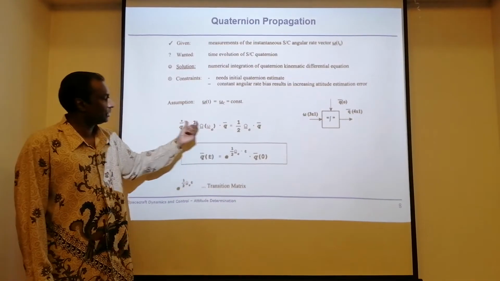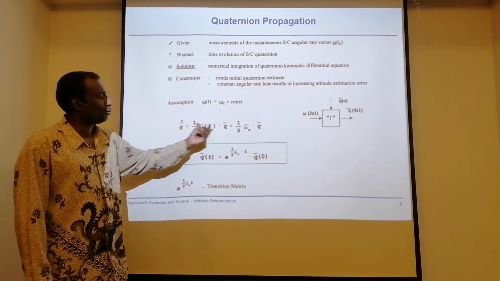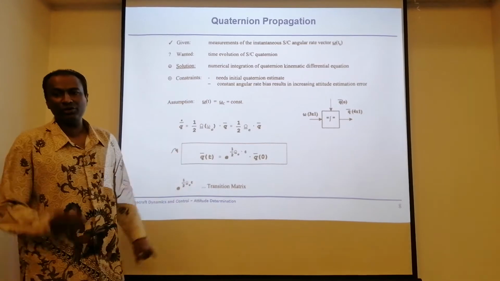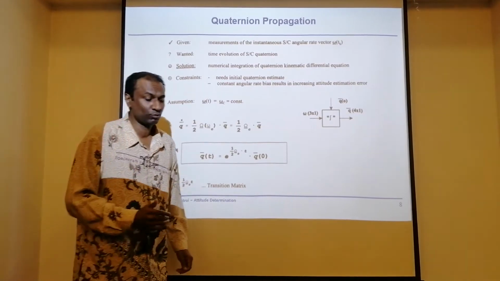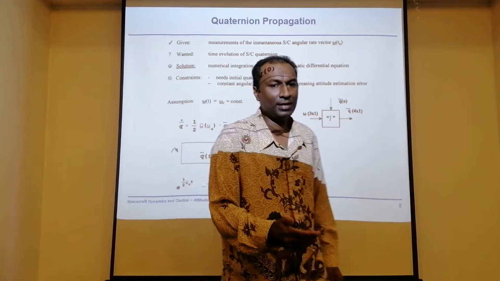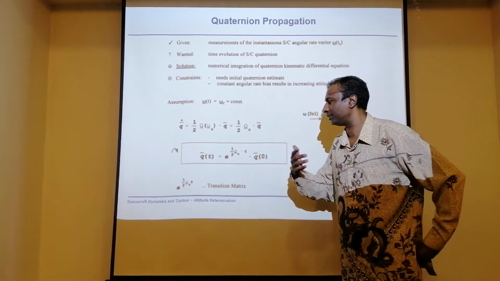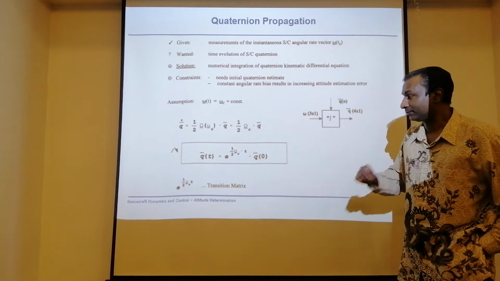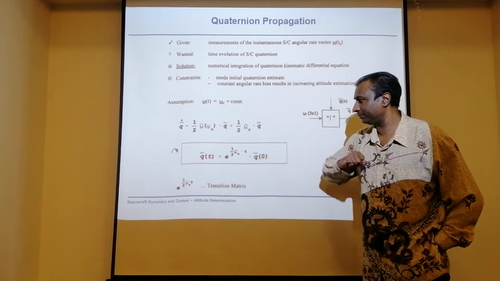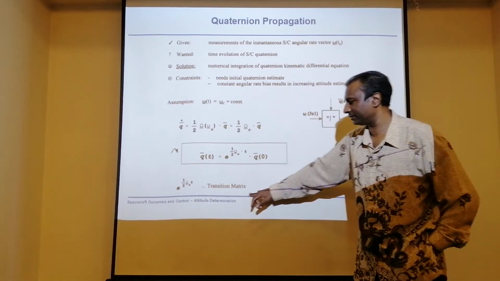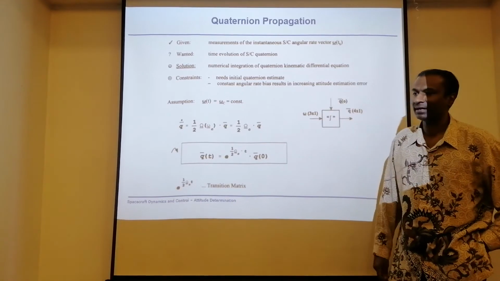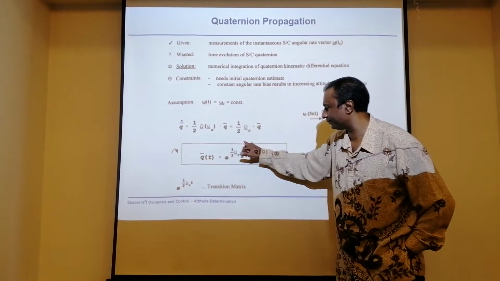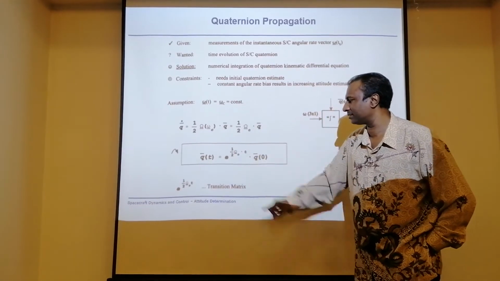Keep on doing this. This process is going to go on and on as long as there is a new omega coming in. That means what? New attitude information coming in. It is going to keep on doing that. Okay. Now, what I can do, same, I rewrite that into a transition matrix definition. This component is practically a transition matrix.